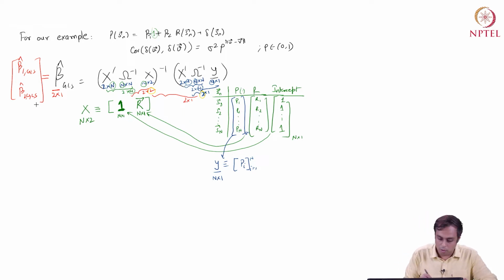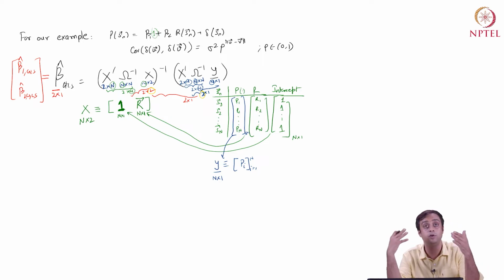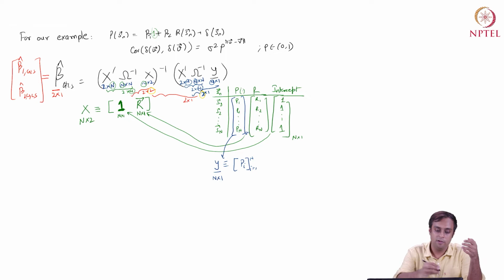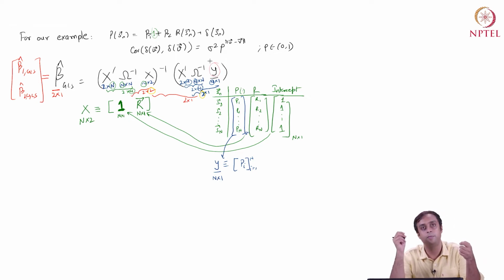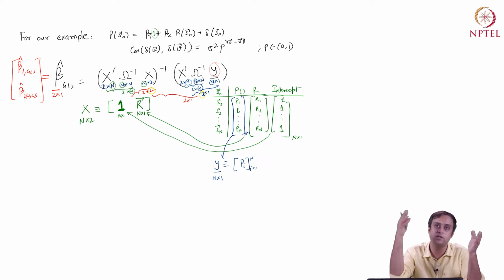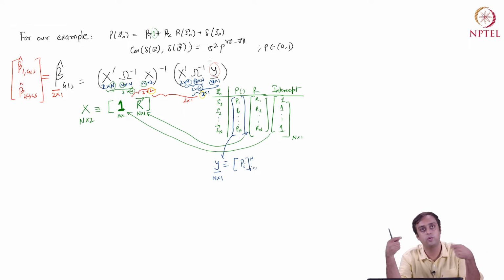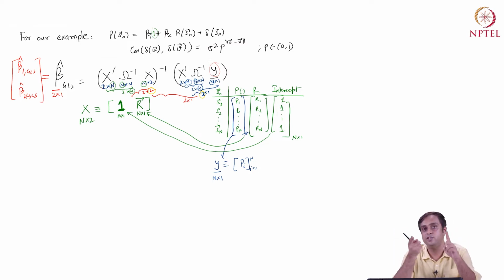Okay, so we have our estimator beta hat GLS. We know that it's a random variable. Why? Because it is itself a function of this random variable y, which is nothing but the prices, right? X's are non-random. What is in the variance covariance matrix is non-random. Sigma squared and rho are model parameters. But what is random is y, right? So that means beta hat GLS is also random.